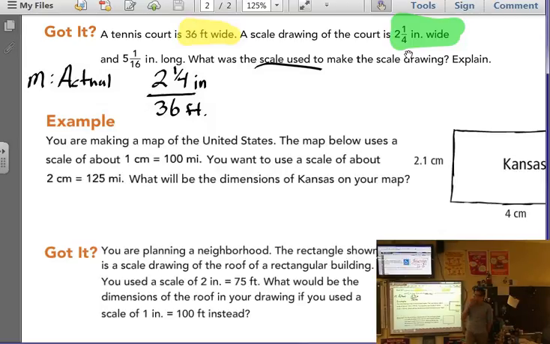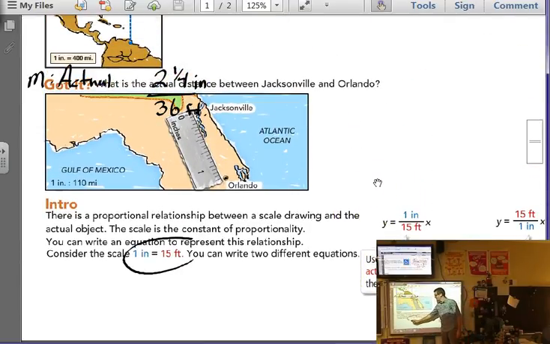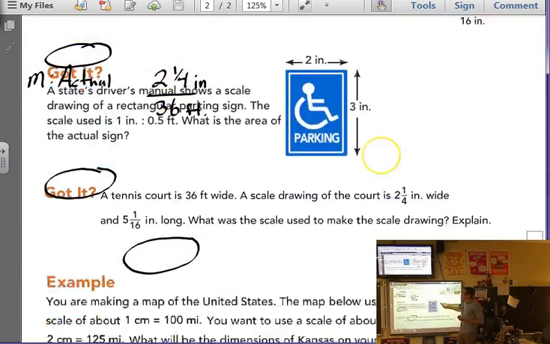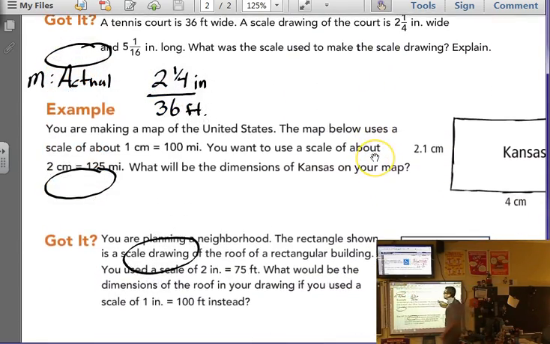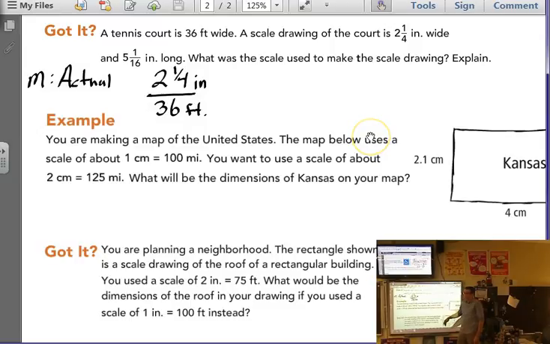If I look back to all of the easy scales that we've talked about, like this scale, or this scale, or this scale, what do they all have in common, Jaslyn? They all reference a 1-inch amount. So what we want to do here is figure out how we get to a 1-inch amount to be able to know my scale factor.